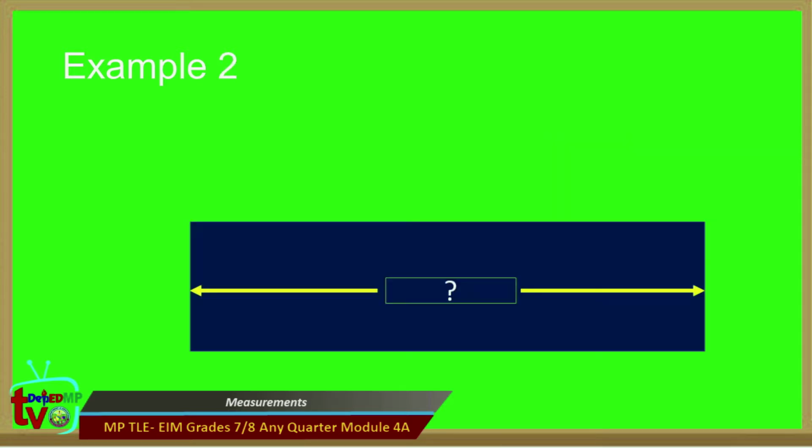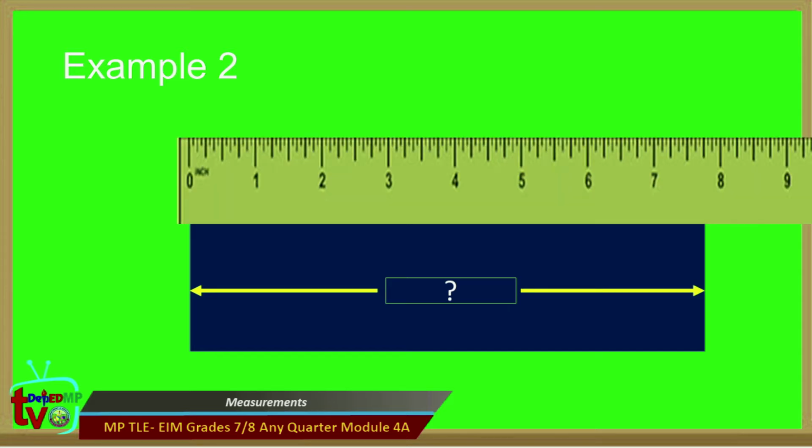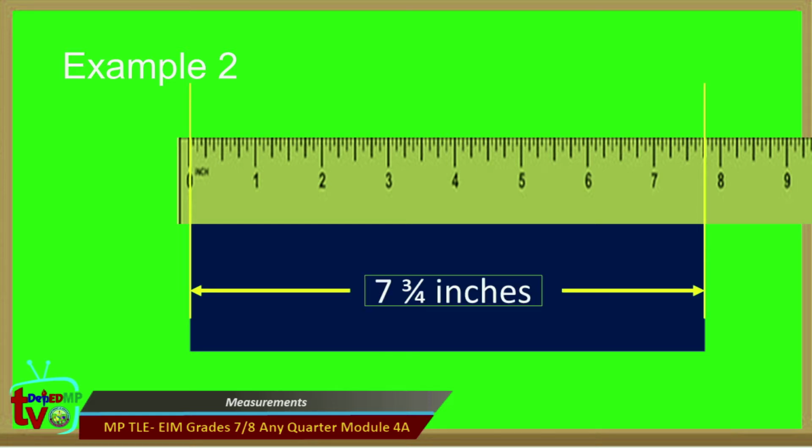Example number 2. What is the length of the box in inches? Again, we align the 0 mark of the ruler to one end of the box. The alignment on the other end is its measurement. Therefore, the length of the box is 7 3/4 inches. How did we get it? Let us learn more about the inch graduation.